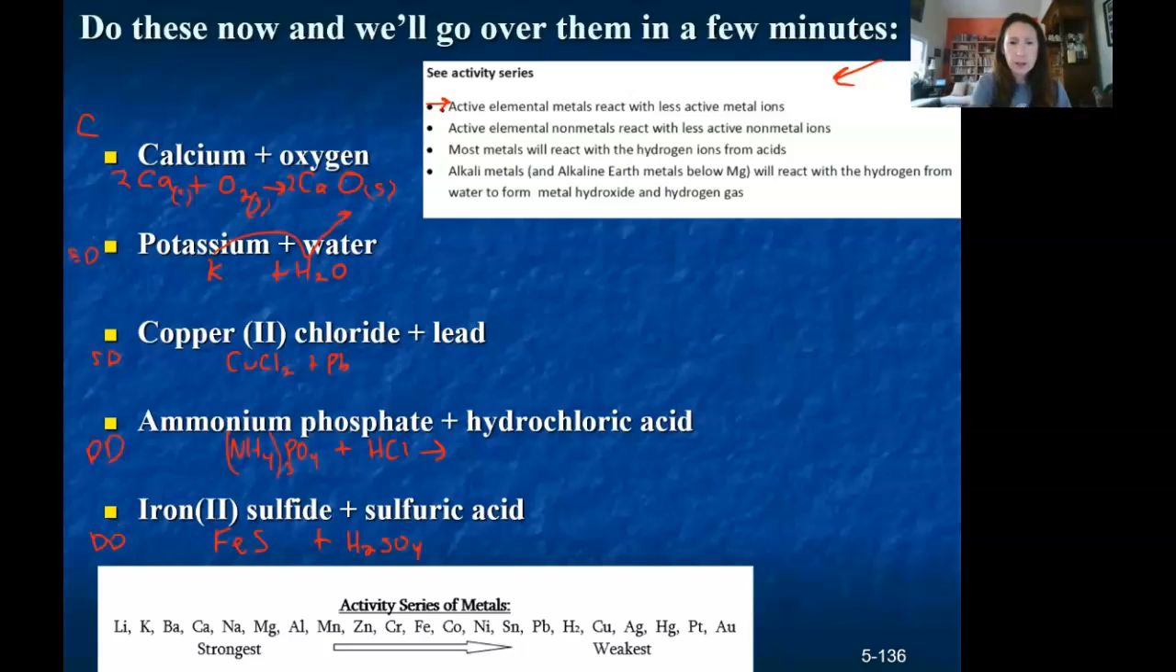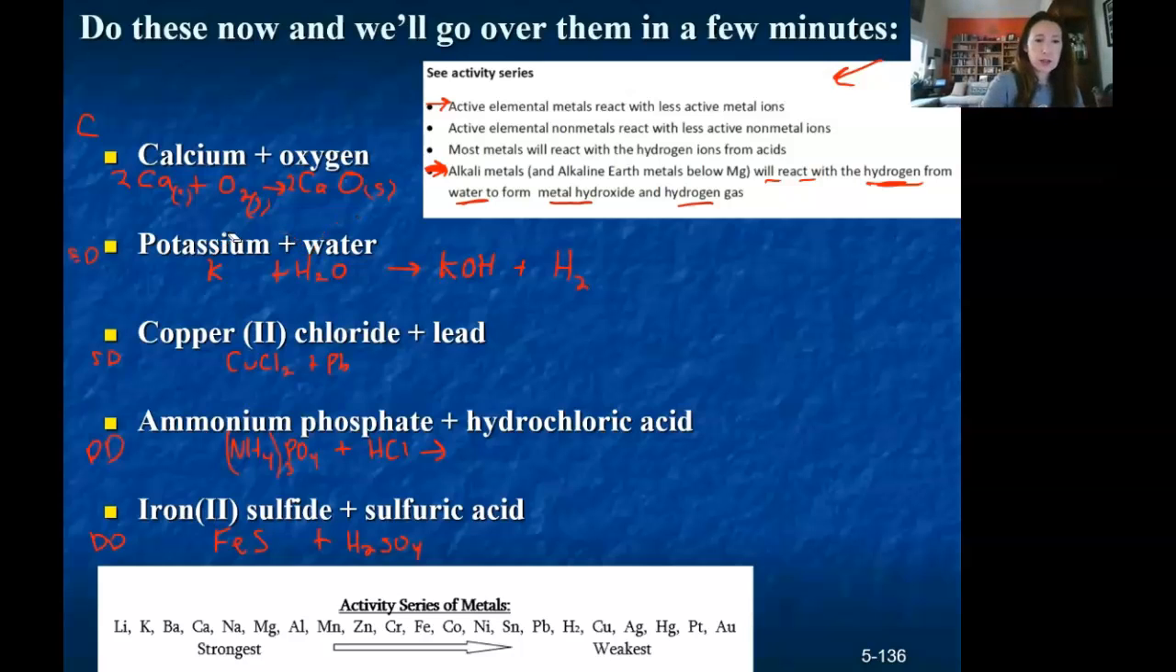Although, what's this one? Alkali metals. I think potassium is an alkali metal, right? Because remember, alkali metals are group 1. Potassium is an alkali metal. So I think that this one's probably the one I'm going to look at because it specifically says alkali metals. And then it says will react with hydrogen from water. Oh, look, hydrogen from water to form a metal hydroxide and a hydrogen gas. That's my metal hydroxide plus hydrogen gas, hence why there's 2.